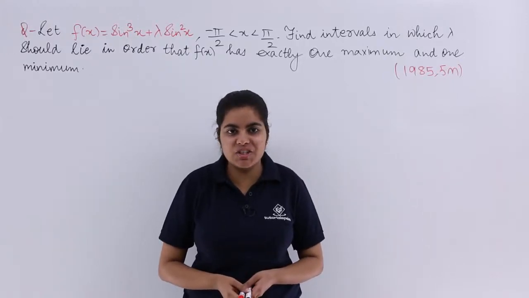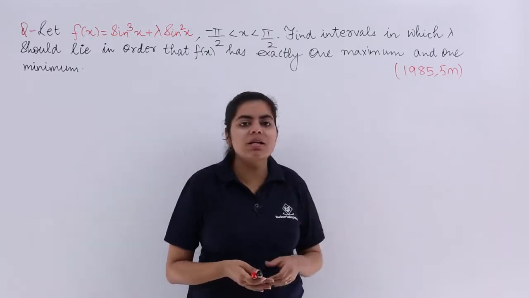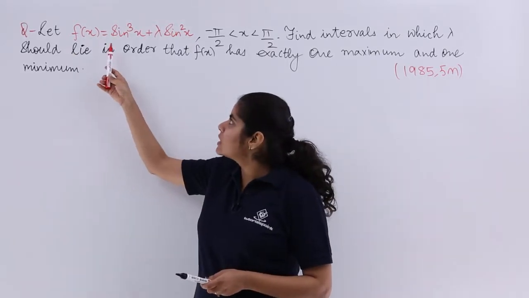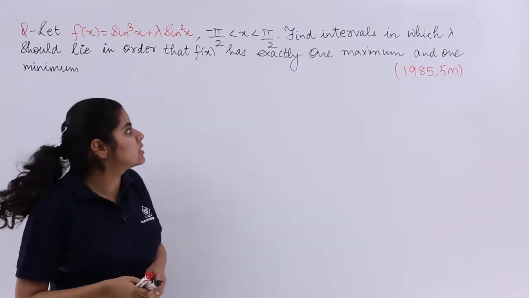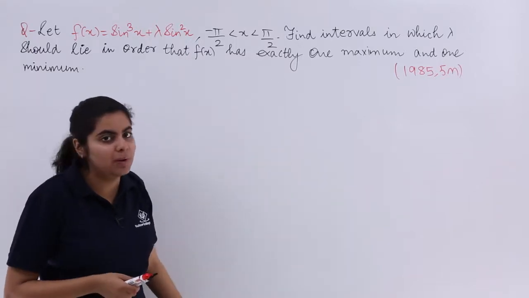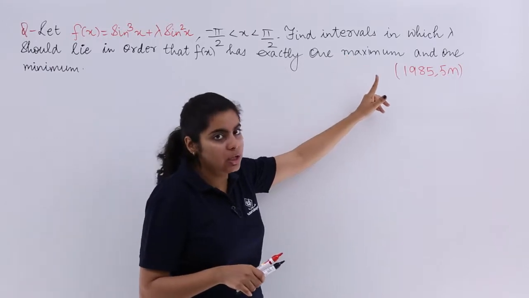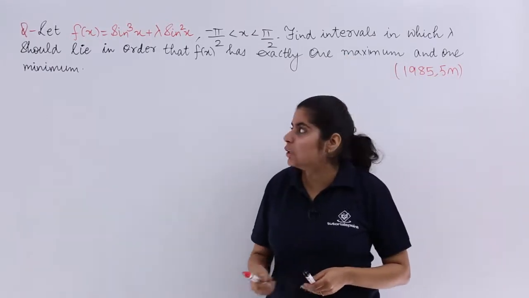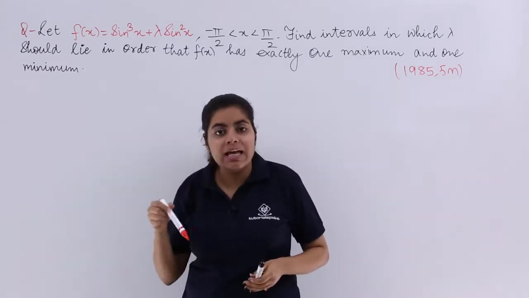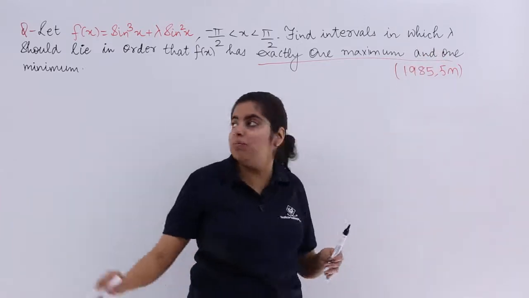Let's see another IIT JEE question, 5 marks, huge number, right? A 5 marks question asked in the year 1985. It says, let f(x) = sin³x + λ sin²x be the function where x lies between −π/2 to π/2, both excluded. Find the intervals in which λ should lie in order that f(x) has exactly one maximum and one minimum.